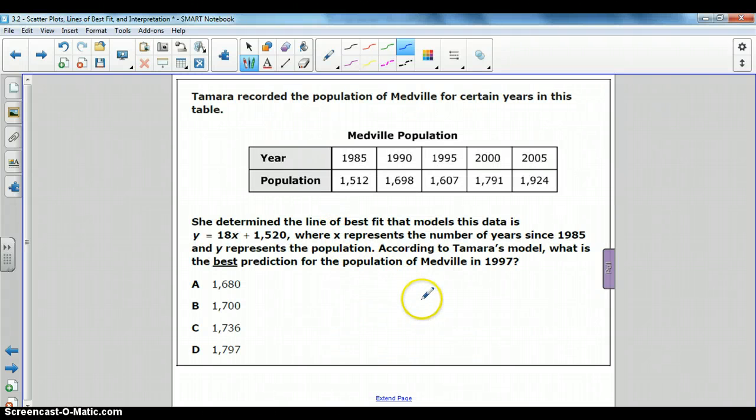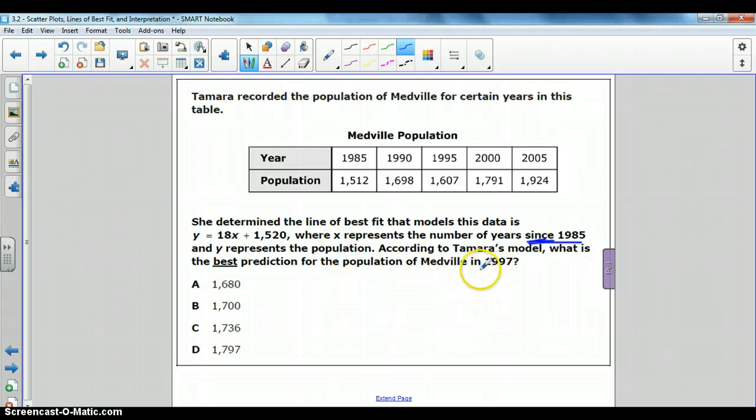The next one. Tamara recorded the population of Medville for certain years in this table. So you have the Medville population, years, and then the population. She determined the line of best fit that models this data is y equals 18x plus 1,520, where x represents the number of years since 1985. That's a key word here, since. And y represents the population. According to Tamara's model, what is the best prediction of the population in Medville in 1997?